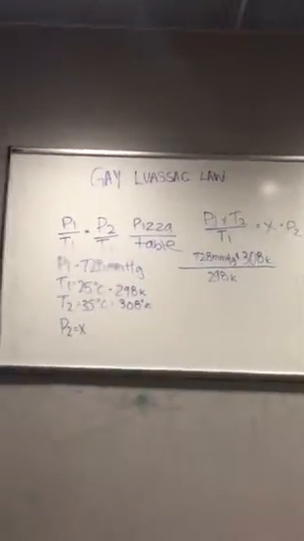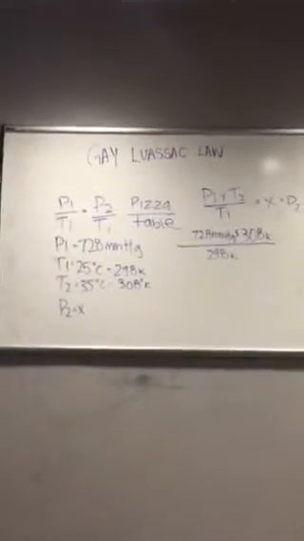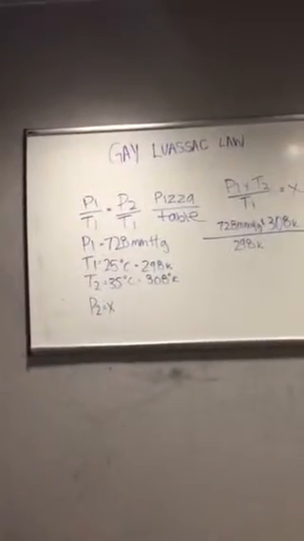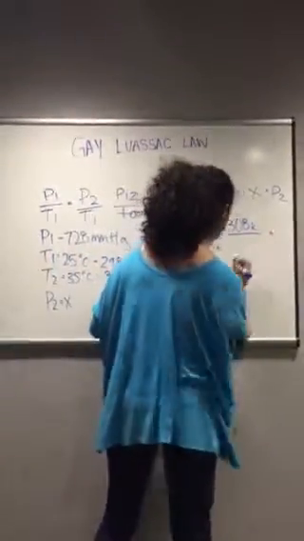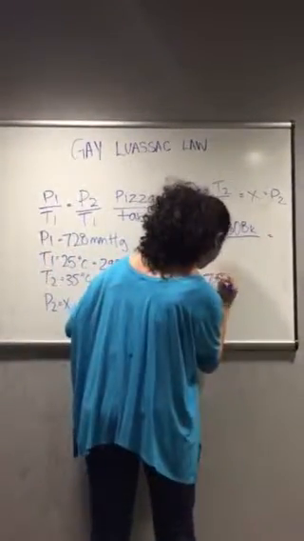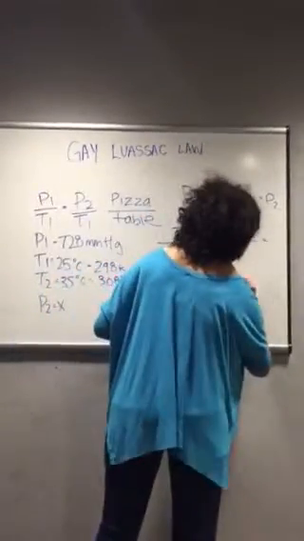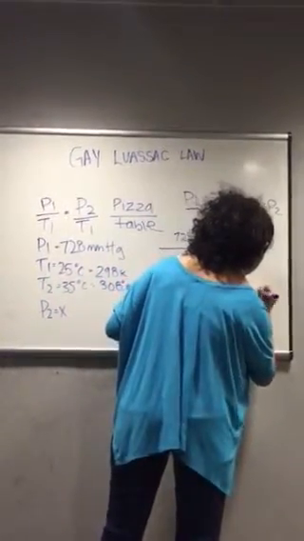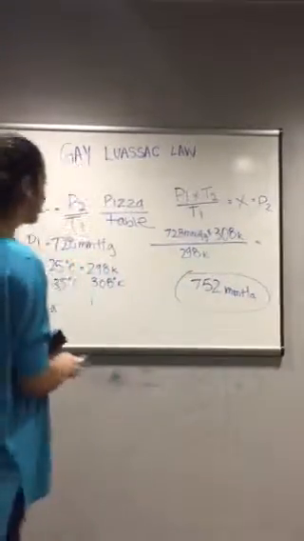Okay, I'm just plugging this into the calculator if you're wondering what I'm doing. So the answer is going to be, we're going to round this to 3 sig figs. It's going to be 752 mmHg. And then we're going to circle it because we're fancy like that. And now we're going to erase it all because we're going to work on the next problem.